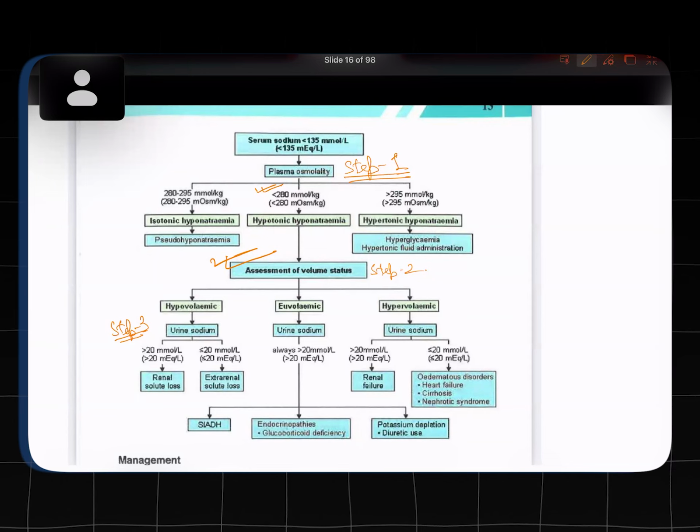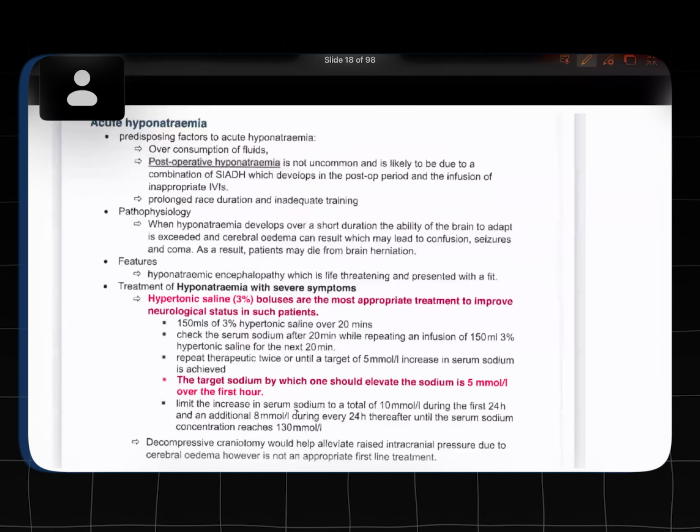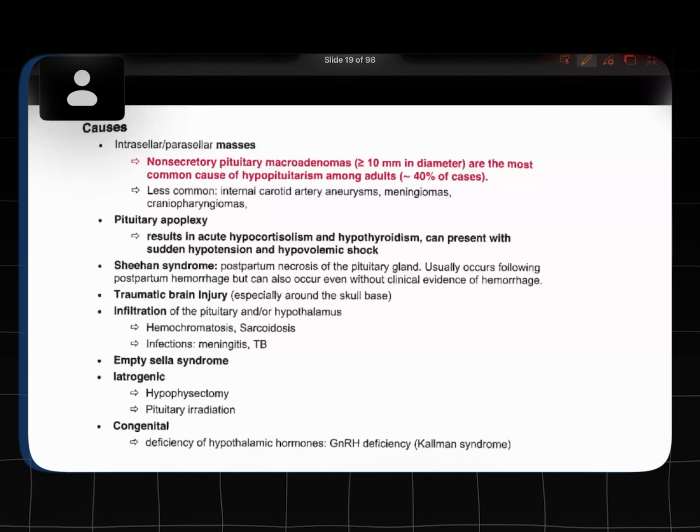If it is isotonic hyponatremia, that is, in step 1 the plasma osmolality is normal, then obviously, as you discussed, it can be pseudohyponatremia. If it is hypertonic, then maybe the patient is getting some hypertonic solution like mannitol or glycine. So this is how we approach a case. In part 2, they may give a part of the information and ask what you will do next. Based upon this chart, you need to answer. Management we have already discussed, so not going into these things again.